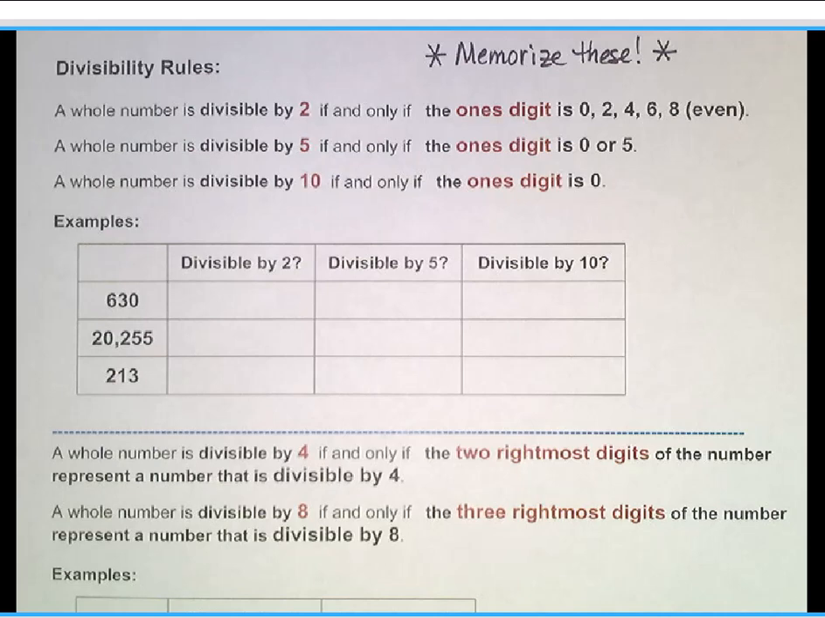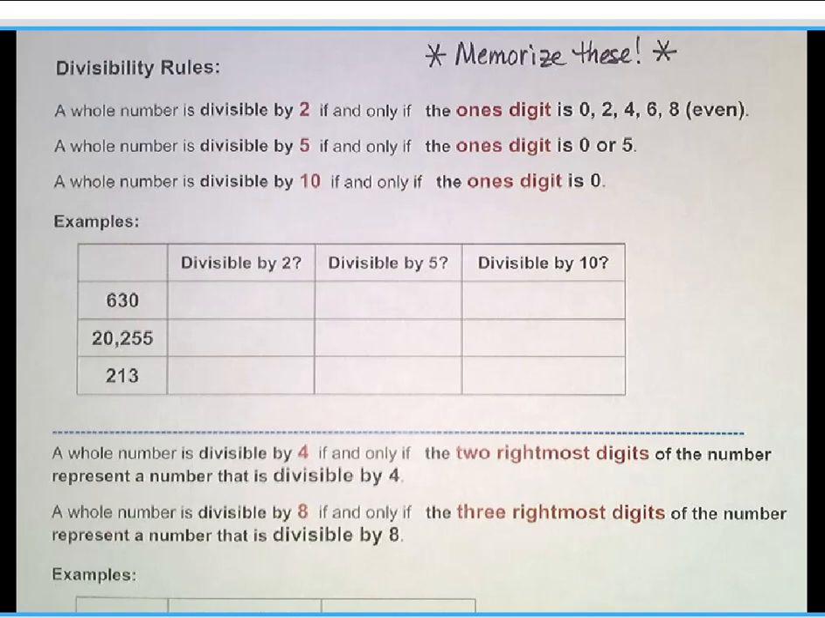So we're going to start off with the simplest rules, which is the rules for 2, 5, and 10. And you need to be able to use these rules, but you also need to be able to state them. You have to be able to state what the rule is. I don't know if you want to make flashcards for these or what, but these are all really good rules. These first three are lumped together because they only require you to look at the ones digit in the number to tell if it's divisible by 2, 5, or 10.